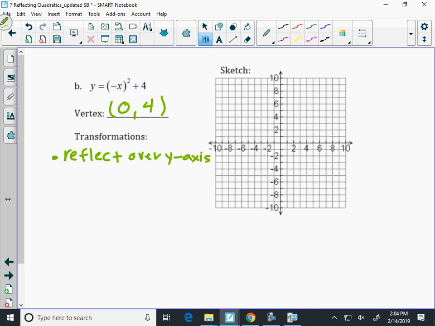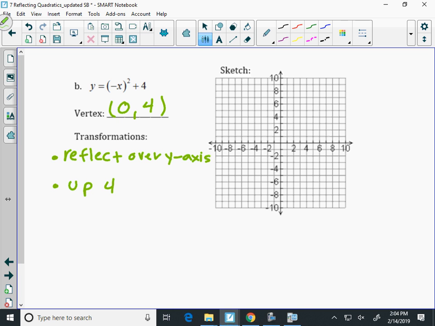Reflection over the y-axis. We said there's no horizontal movement because our 0 is the x value of our vertex, but we're plus 4. So we're going to go up 4. Okay, so which way should our graph open when we graph it? Yeah, it should open up.